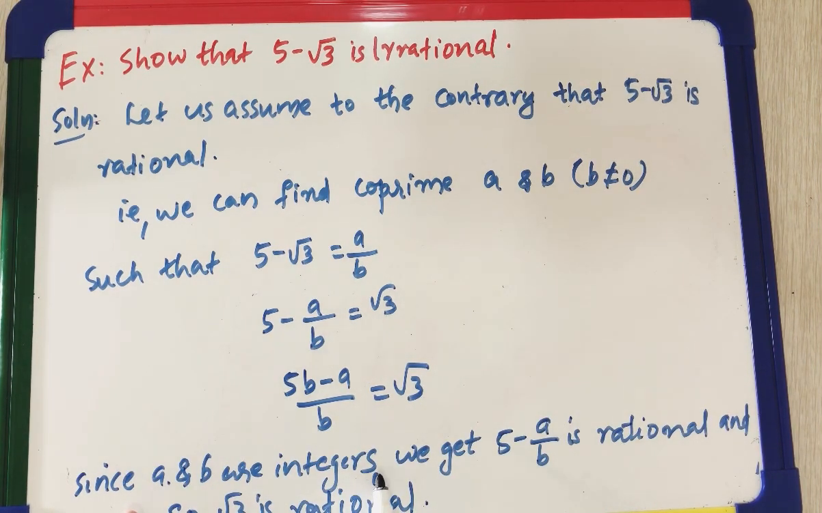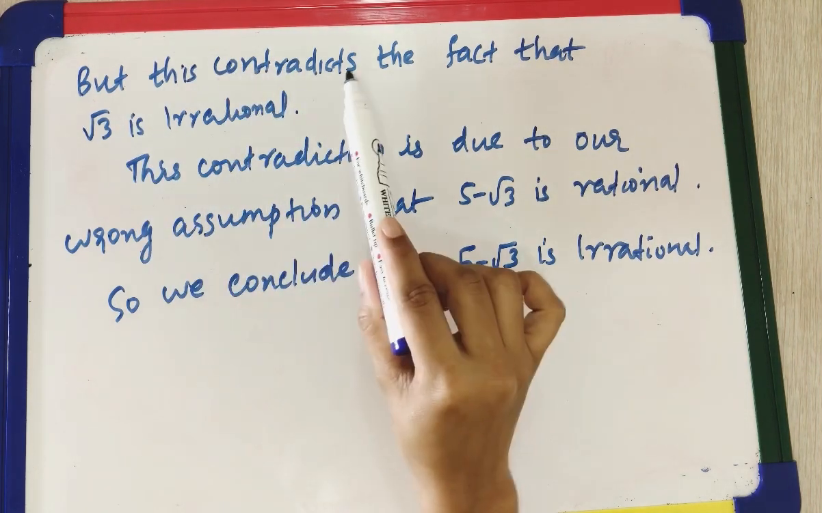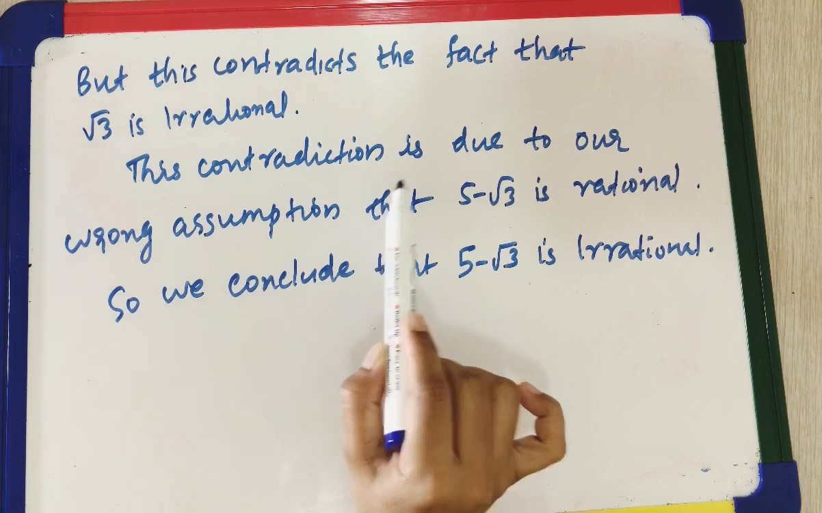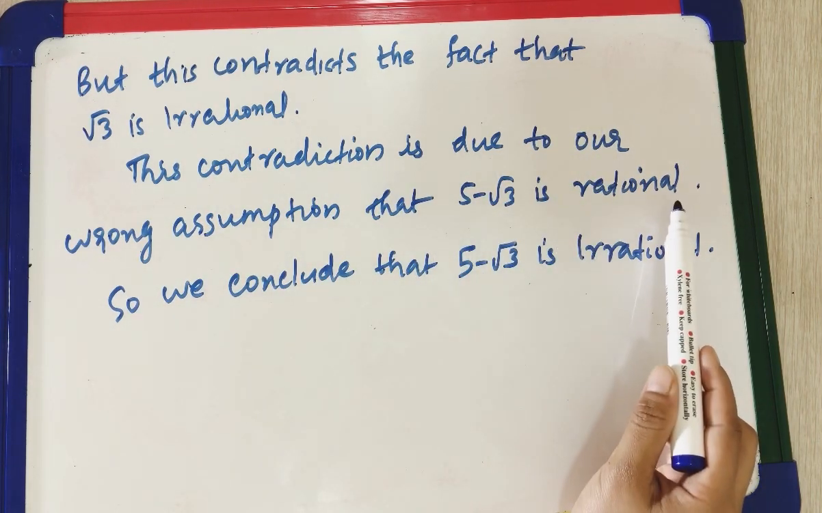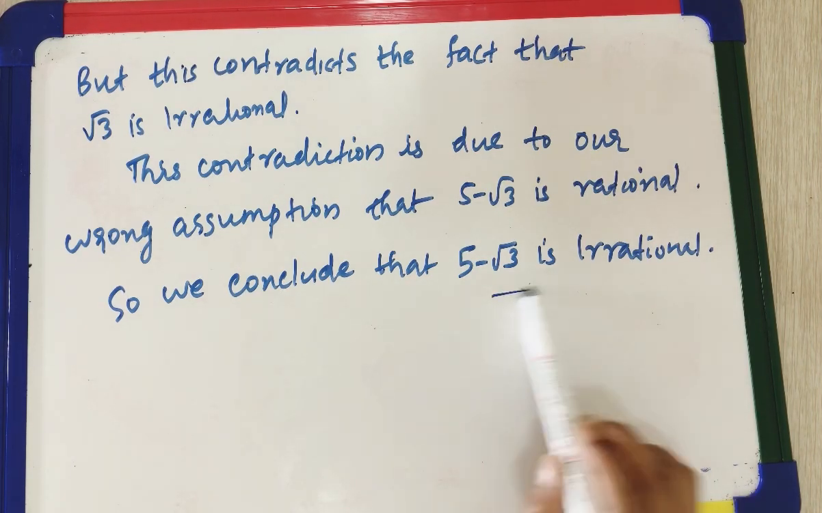Since A and B are integers, we get 5 minus A by B is a rational, and so root 3 is rational, which is a contradiction. But this contradicts the fact that root 3 is irrational. This contradiction is due to our wrong assumption that 5 minus root 3 is rational. So we conclude that 5 minus root 3 is irrational.